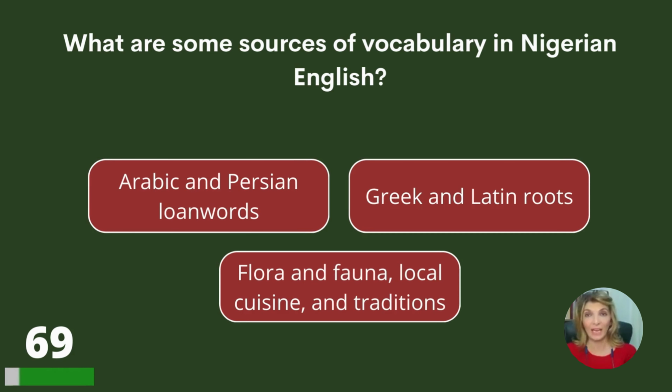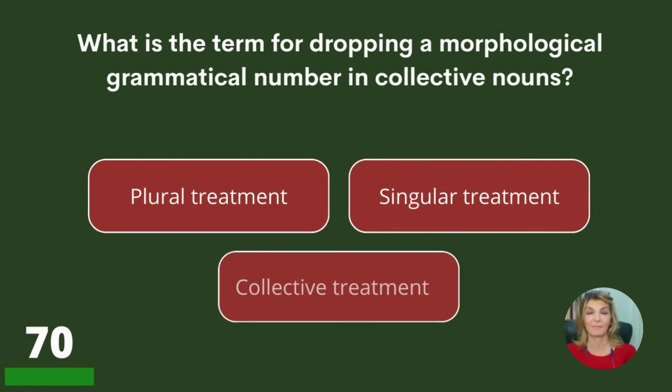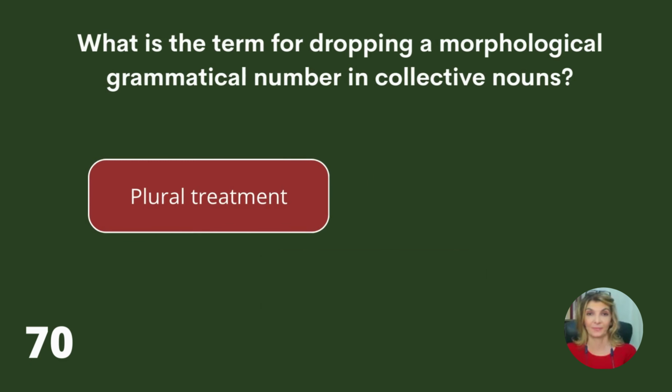What are some sources of vocabulary in Nigerian English? Arabic and Persian loanwords, Greek and Latin roots, or flora and fauna, local cuisine, and traditions? Flora and fauna, local cuisine, and traditions. What is the term for dropping a morphological grammatical number in collective nouns? Plural treatment, singular treatment, or collective treatment? Plural treatment.